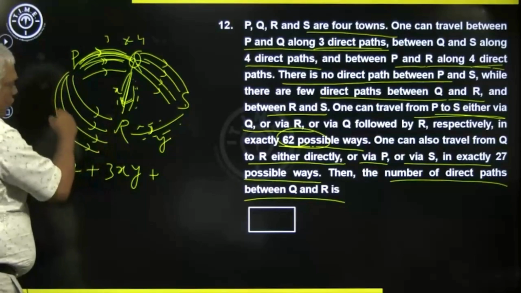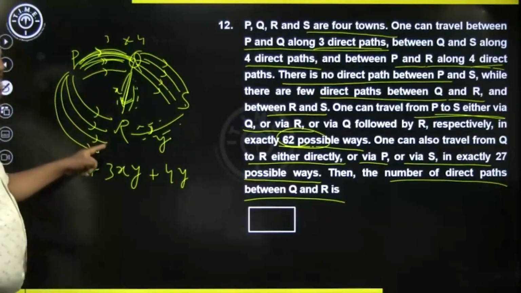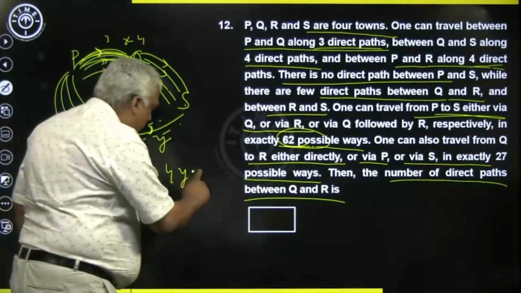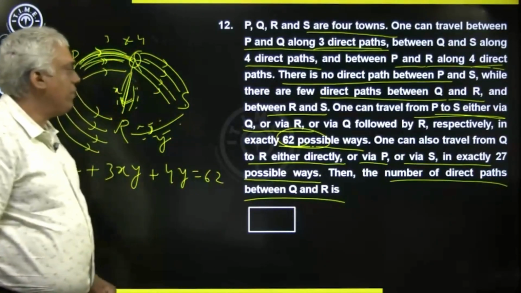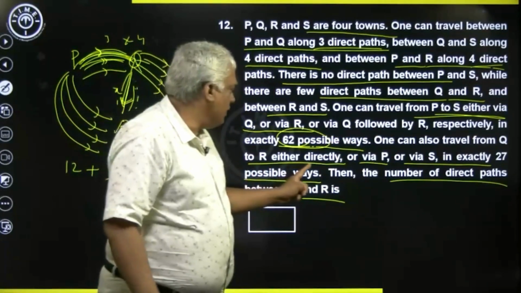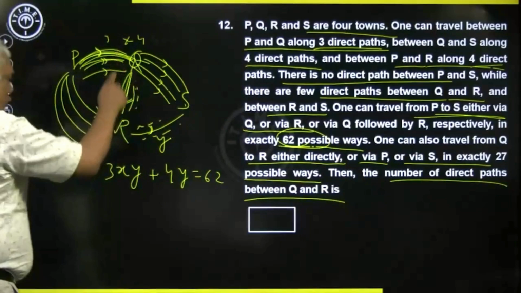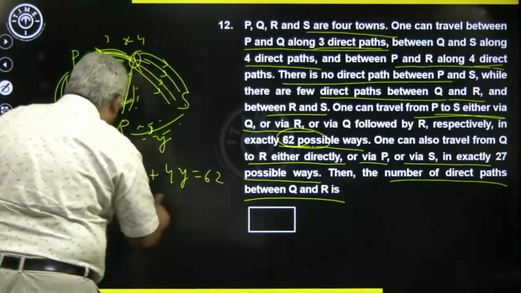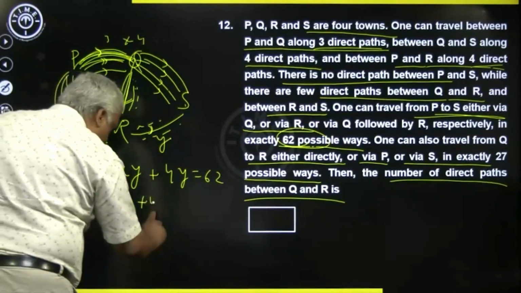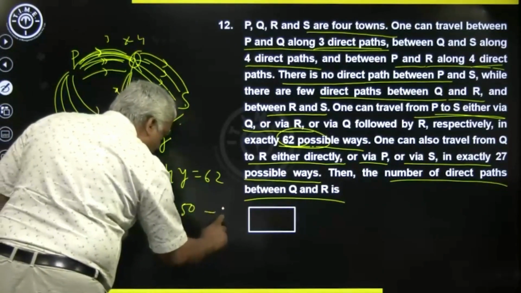So, p to r 4 ways, into y, so 4y. p to r 4 ways again, r to s y, so it is 4 into y, right. This is given as 62, okay, and we can travel from q to r either directly or via p or via s in 62 ways. So, q to r, let us call it equation number 1. We can simplify: 3xy plus 4y equals 62 minus 12, this is 50. Let us call it equation number 1.